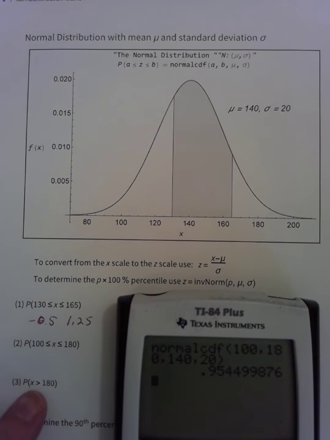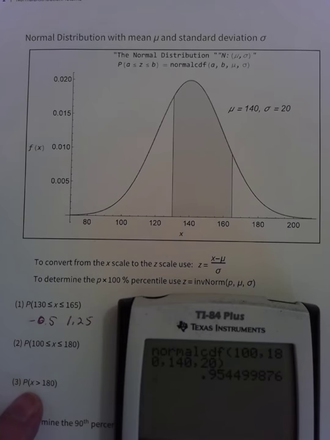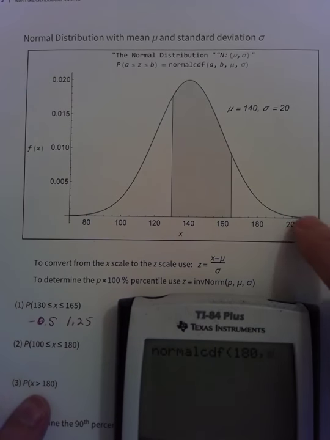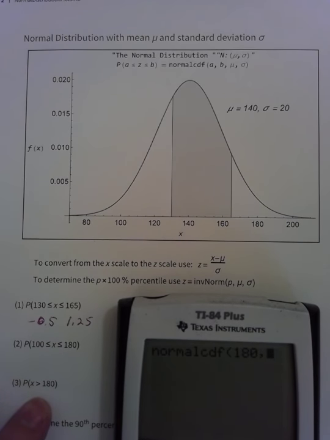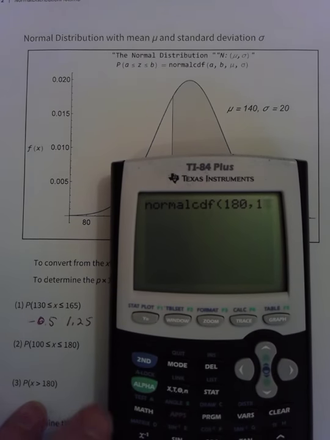How about the probability that X is bigger than 180? Well, there's a couple of ways to attack this. The most direct way, if I want to be larger than 180, 180 is my lower limit, so I do second distribution, normal CDF 180, comma, forever. Well, where is forever? 200 isn't far enough. We have to go much further, so I'm going to go all the way to the biggest number that the calculator knows. That's 1, and then second of the comma is important for use.